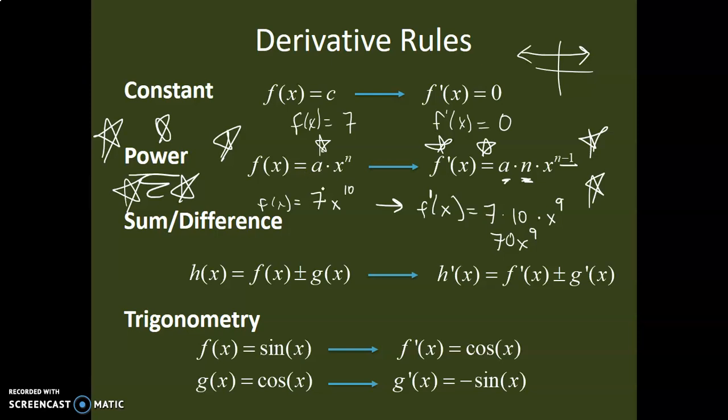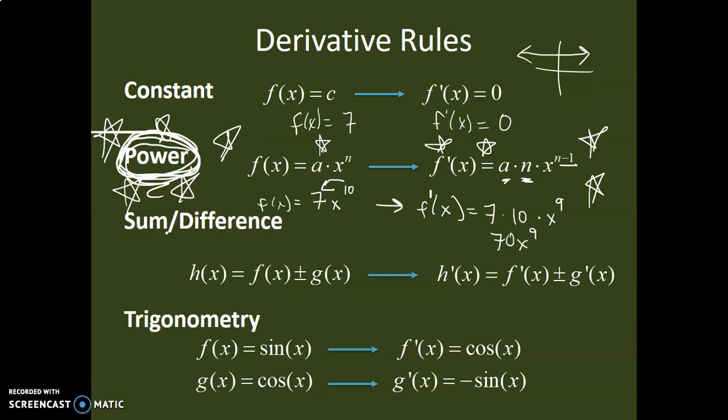So if you have a constant and then x to the power of something, just multiply the exponent by the number in front and then drop your exponent by 1. Again, this is the most important one for today. This one shows up over and over and over again, the power rule.